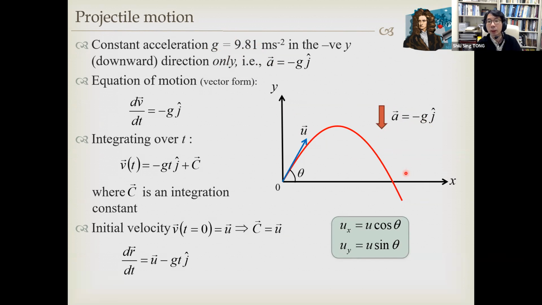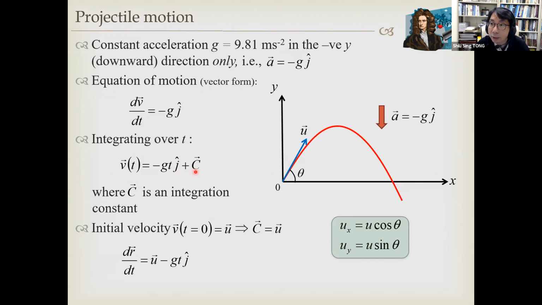So the equation of motion, now a vector equation, is dv/dt equal to minus gj. The only acceleration is the downward gravity. So now I integrate this over t. I just integrate both sides. And the left-hand side gives me the velocity. I integrate a constant, even though it has a vector sign, it's still a constant, right? g is a constant, j is a constant. So I simply have a t here.